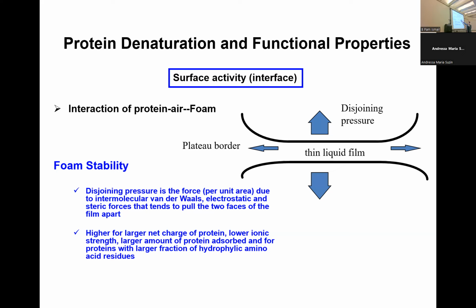The more charged the protein is, the better it's going to cause that repulsion. And the more protein you have at the interface, the thicker is the film, the more stable is your film.